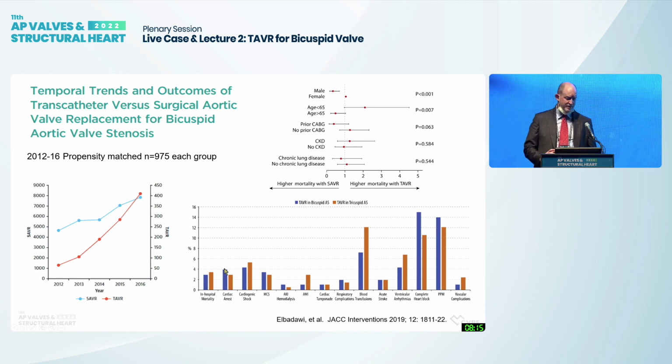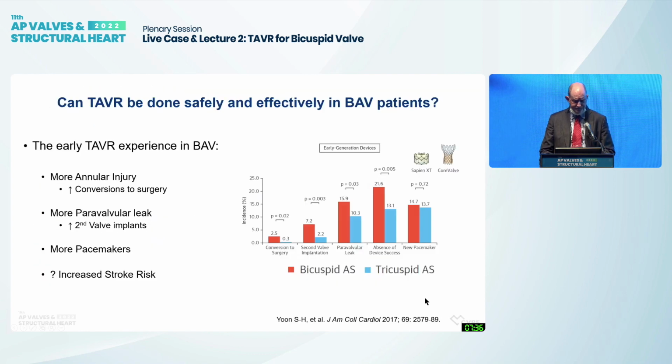Here's some registry data from the National Inpatient Sample in the United States looking at surgery versus TAVR for bicuspid. You can see that the trend, like most treatment of aortic stenosis, for TAVR has gone through the roof. In this matched analysis, there was a little bit of a signal of worse outcomes with respect to death for those under 65, and a little more complete heart block. The heart block you can certainly understand. The death finding is hypothesis generating, but it's important to understand because young patients are often very low risk for surgery and get excellent results.